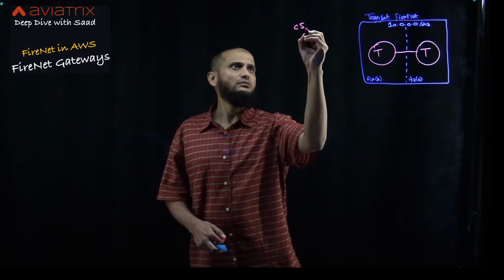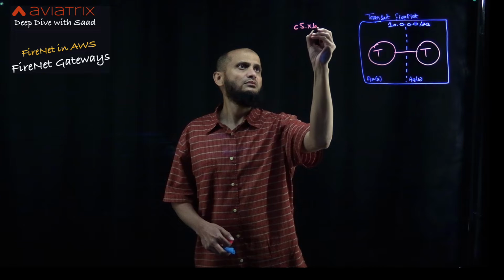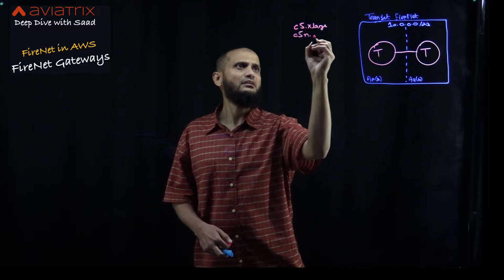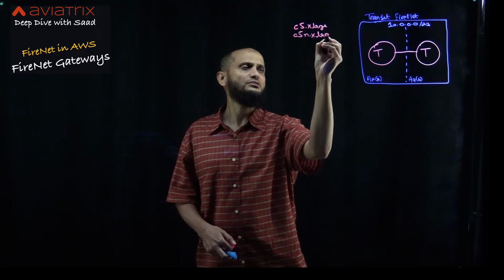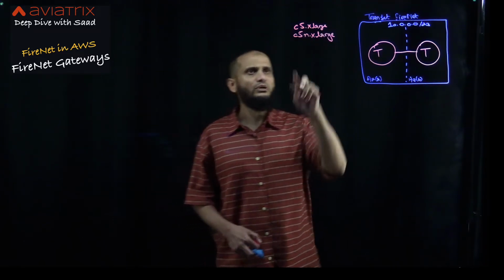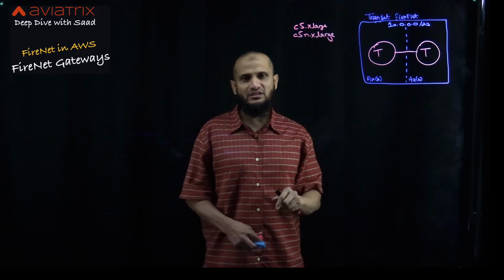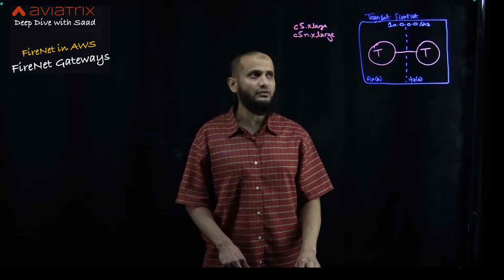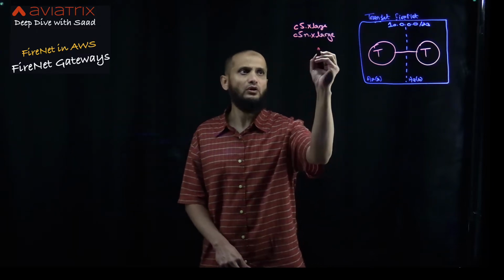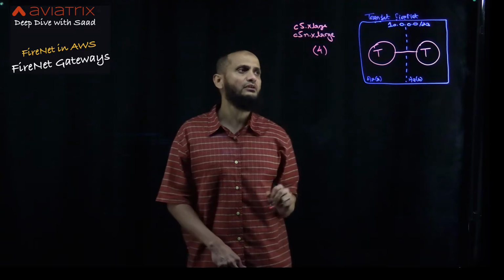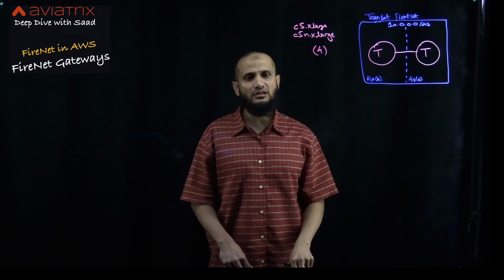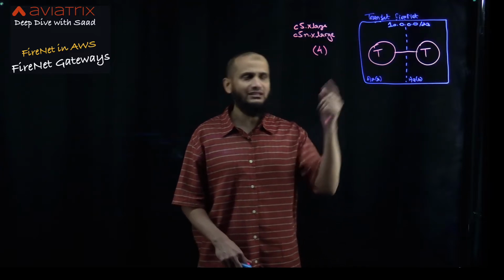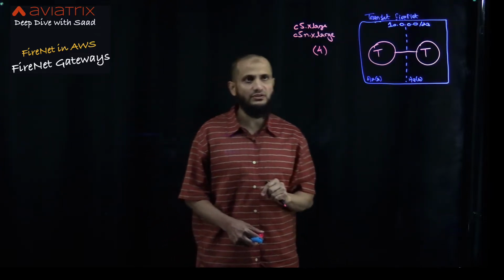We recommend you to use the Nitro series for performance reasons. For transit FireNet gateways, the minimum number of interfaces required are 4. So you have to have the EC2 instance that can provide you 4 network interfaces. Now let's talk about these 4 network interfaces.